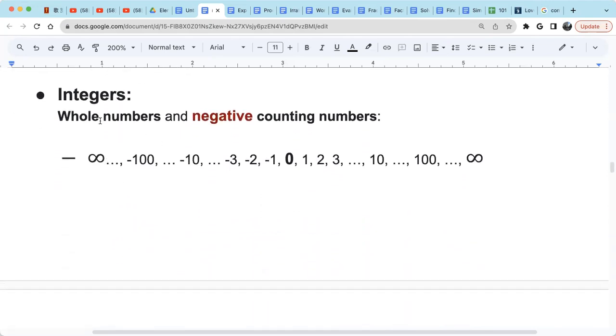So integers. Integers are whole numbers plus negative counting numbers. So whole numbers from 0, 1, 2, 3, counting to the right, getting bigger and bigger until infinity. Infinity is not a number, it's a concept, which means the numbers are getting bigger, bigger, and bigger. On the left-hand side of 0, those are negative counting numbers. Negative 1, negative 2, negative 3, so on and so forth, until negative infinity. Negative infinity is also a concept. It's not a number itself. It just means the numbers become smaller, smaller, and smaller.